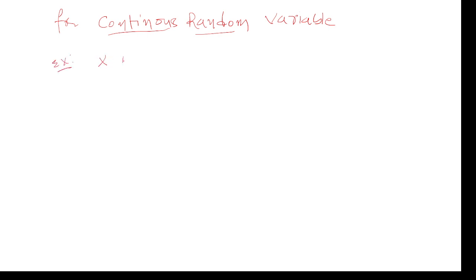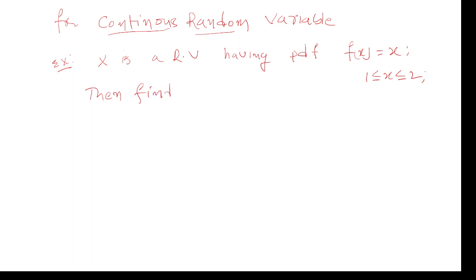For a continuous random variable, I have given the formula, and the example is: if x is a random variable having probability density function f of x equal to x, for the given limits 1 less than or equal to x less than or equal to 2, then find the mean, or average, or expectation E of X. Anyway, they can ask to find the mean and expectation.